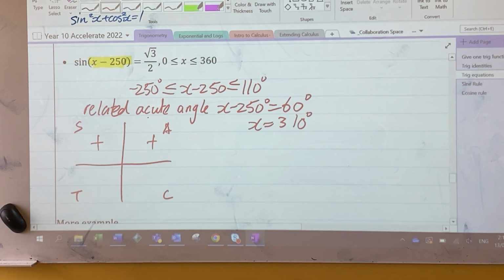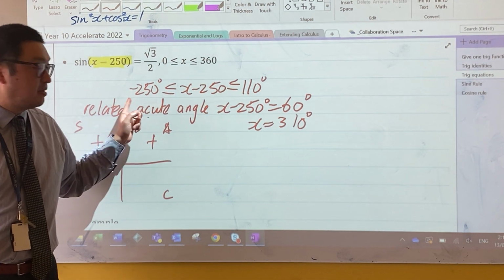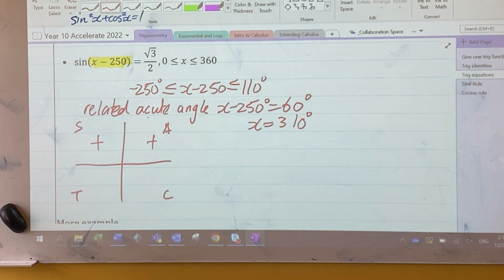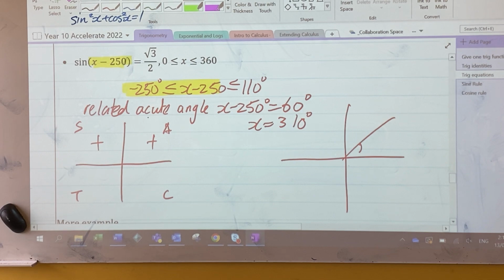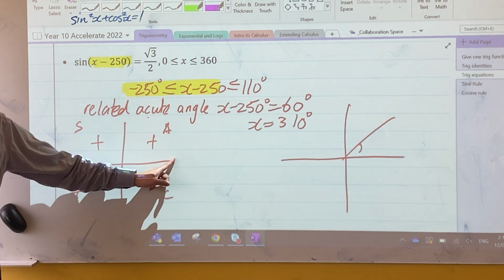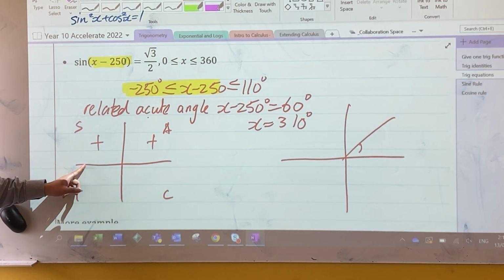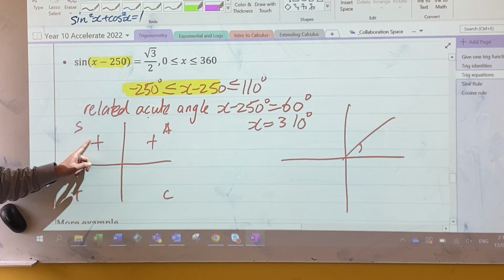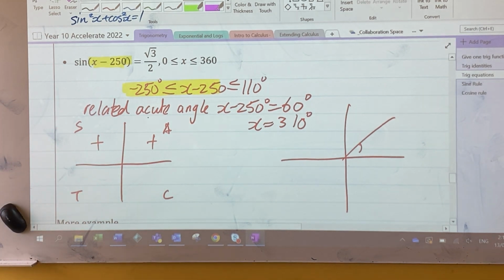But in this domain, where are the other possible values? Negative values. So where is this part? Where is greater than minus 250? You can have 0, minus 90, minus 180. Where is minus 250? Here. So what's that angle called? Minus 240. Correct. Very good.